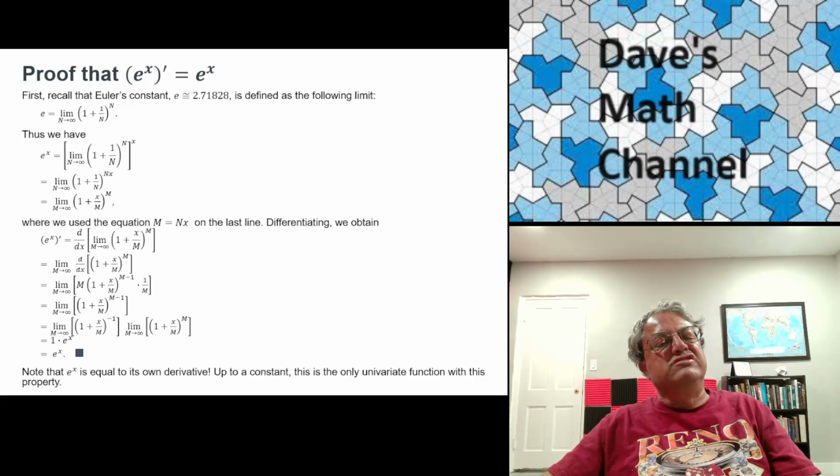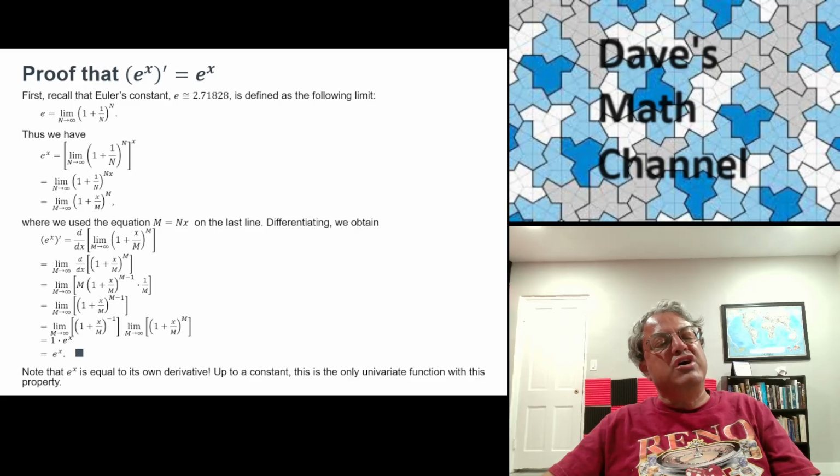That's nice because we know how to compute this derivative. We use the chain rule and the power rule. So this is like the derivative of f of g of x, where f of x is 1 plus x over m, and g of x is x to the mth power. And so we're going to first get f prime of g of x. That's just m times 1 plus x over m to the power m minus 1. That's just what you get from the power rule.